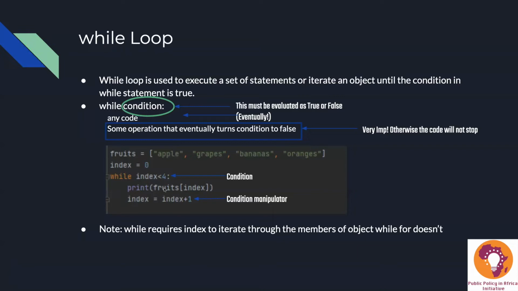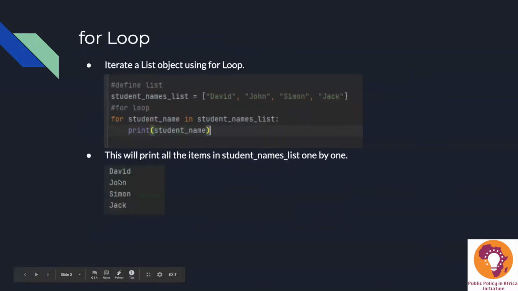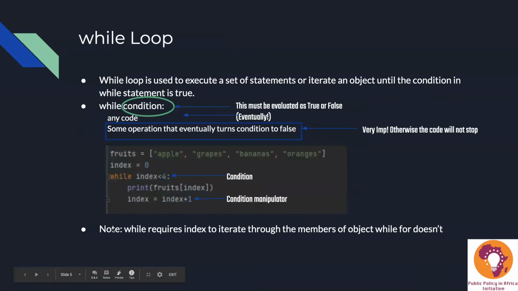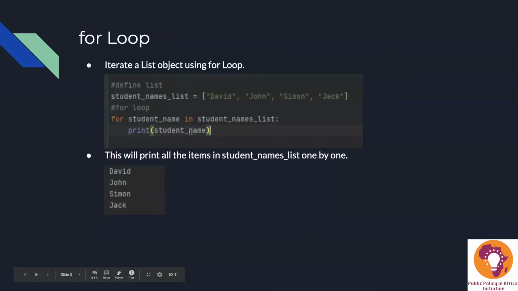So we have to explicitly index the list here, and then if we execute this loop, it'll print similarly to what we had here. Instead of David, John, Simon, Jack, this loop would print apple, grapes, bananas, oranges, all on a separate line, but we have to use our index variable to grab the value at a particular index in our list. Whereas if we go back to the for loop here, we never had to index.